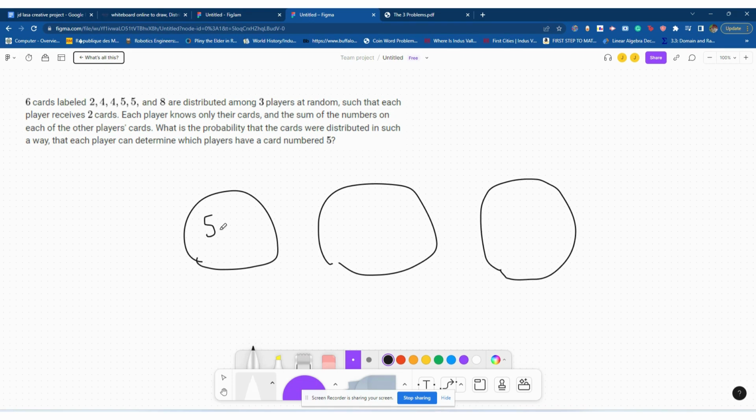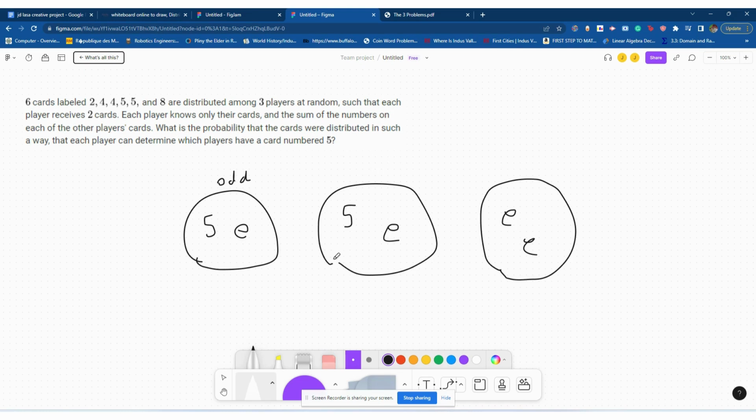So if the 5s are distributed to different people, then since the rest of the numbers are even, the sum here must be odd, and the second player must also have an odd sum, and the third player must have an even sum. So if 2 players' sums are odd and the third player's sum is even, then all of them will know which ones have a 5 based on which 2 sums are odd.